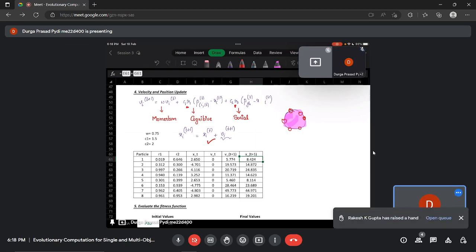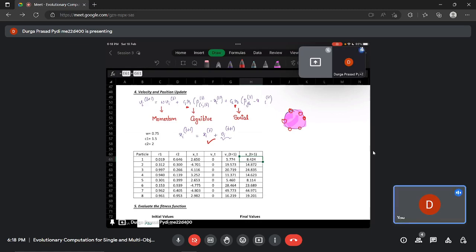What is the criteria of selecting W, C1 and C2? See, criteria in the sense, if you happen to choose one of these in the wrong way, what would happen is, if you have chosen a high value of W, you might not span the entire search space because you are giving more weightage to inertia. You are having more inertia, so you'll be stuck in one of those places.